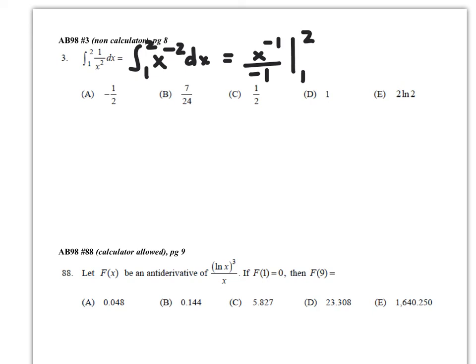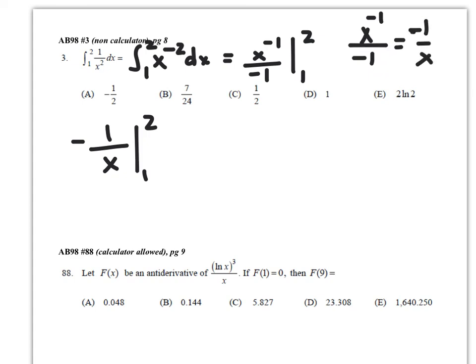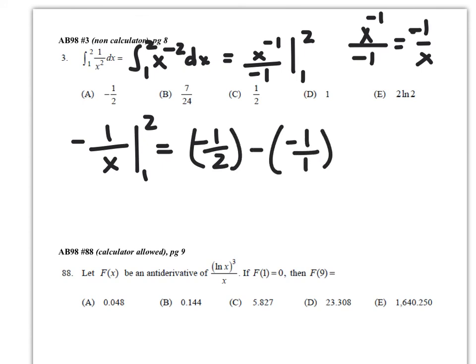Now that might not be as easy to evaluate. I might just do it this way and evaluate this from 1 to 2. Those two things are equivalent. That is equal to this. Alright, so I'm going to evaluate F of b. That would be negative 1/2 minus F of a, that would be negative 1. So negative 1/2 minus a negative 1, looks like it would be 1/2.